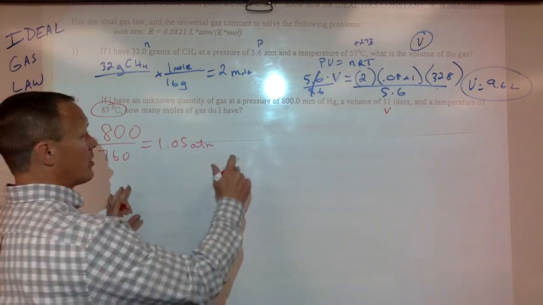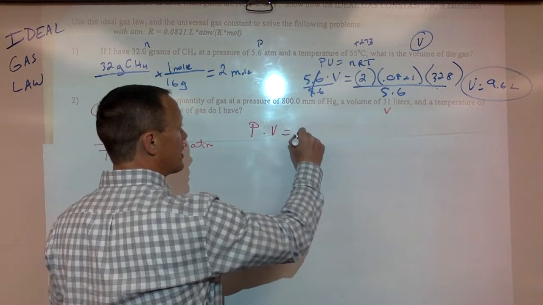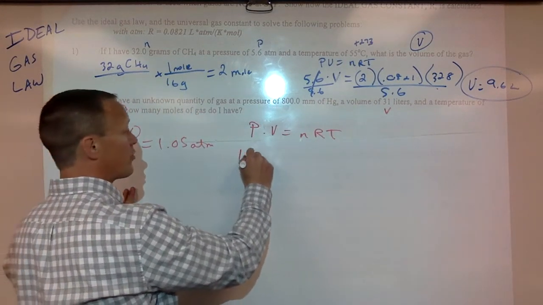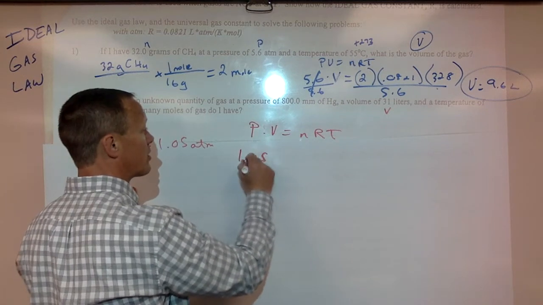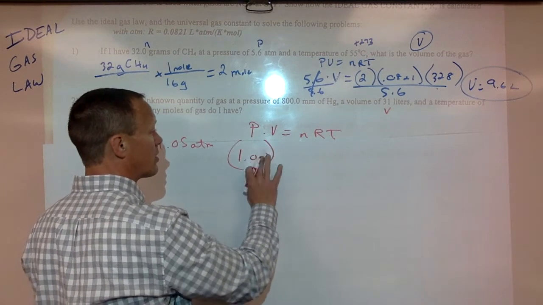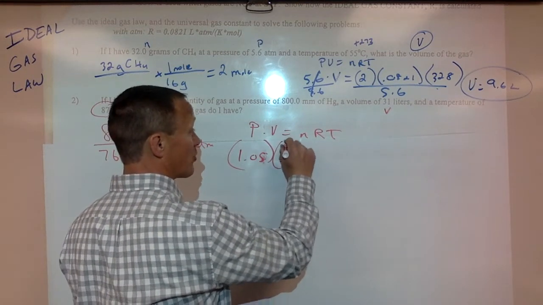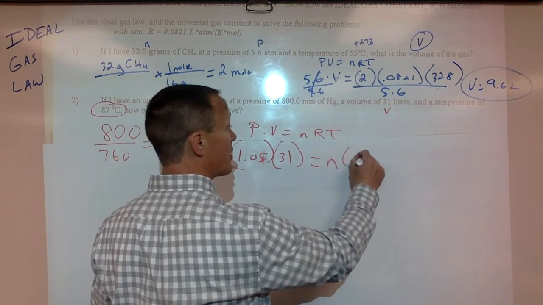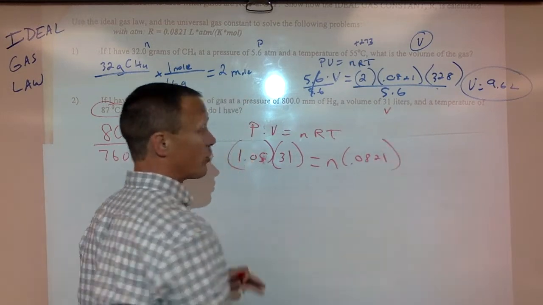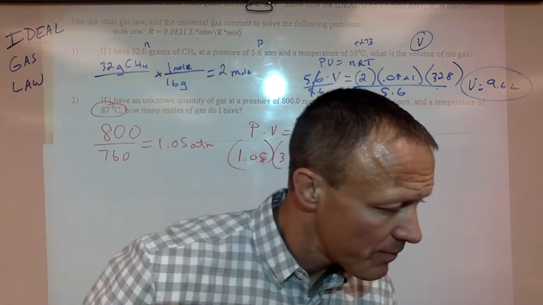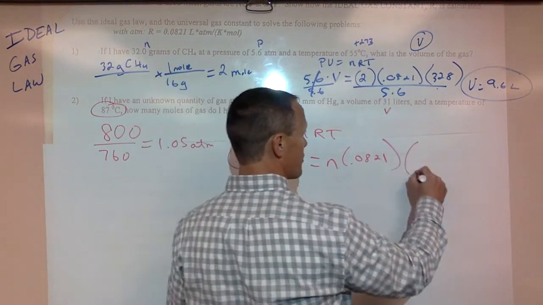So we plug our numbers in. We're solving for moles. Okay, pressure is 1.05. Our volume is 31 liters. That's a lot, so we're probably going to have quite a few moles. There's n. R is 0.0821. And our temperature, 87 plus 273, is 360 degrees Kelvin.